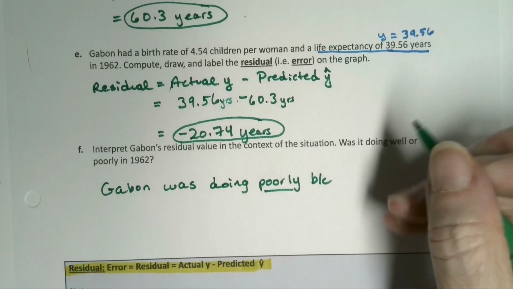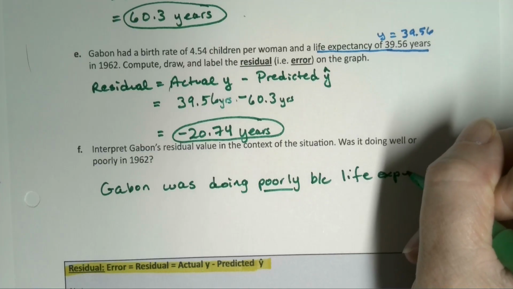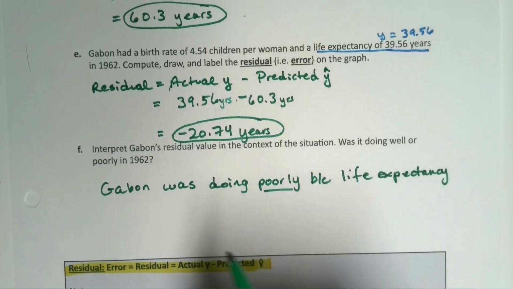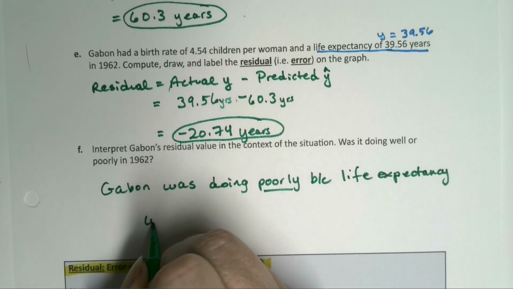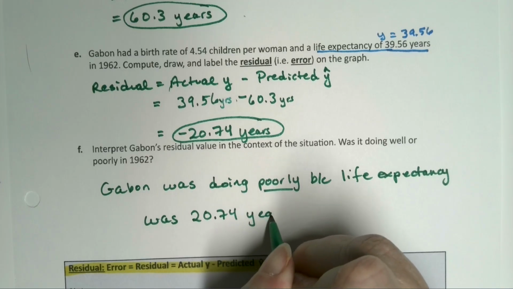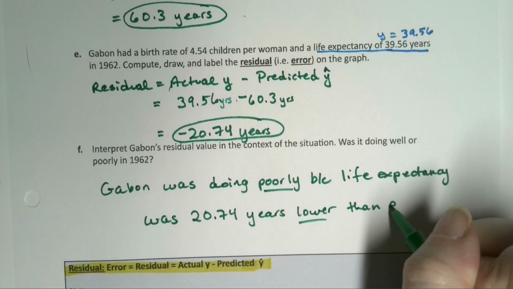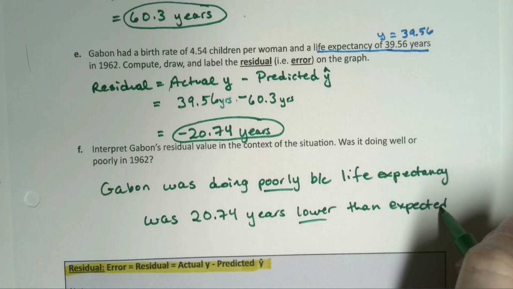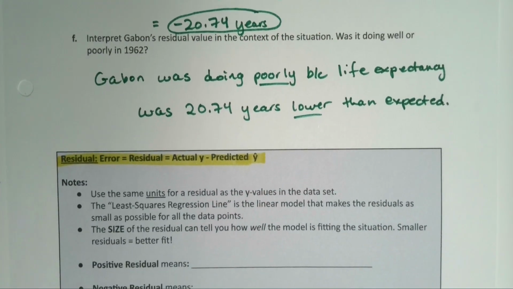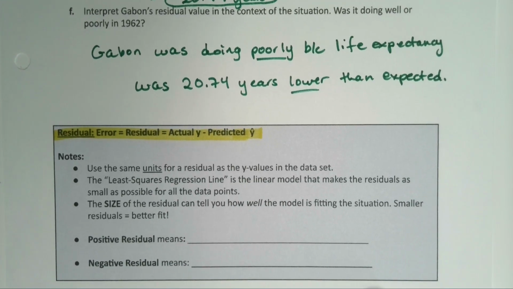Because the life expectancy was way lower than we would have expected. And in general, you want people to live a long time in a country. It was 20.74 years lower than expected. And again, there are some reasons for this. Feel free to go read up on Gabon. It's a lovely and interesting country, right? But it was having some major issues in the 1960s, as was the case of many African countries finding their feet in the independence movement.